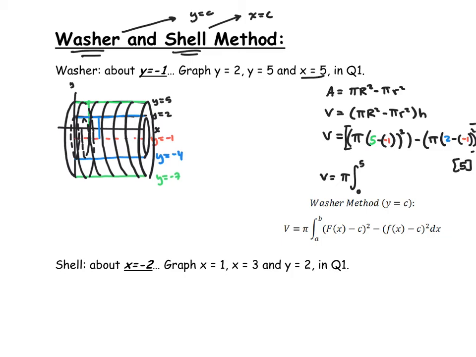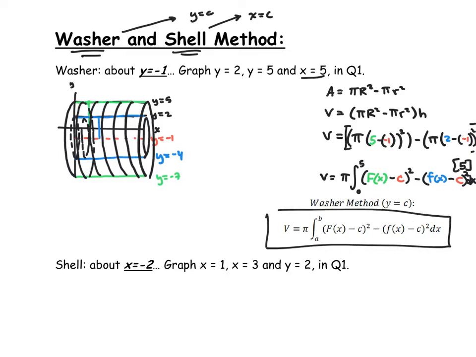So when it comes to that, what you'll see is that I've got pi integral from 0 to 5 of big F minus whatever the axis of revolution is, squared, minus little f, which in this case was 2, also minus the axis of revolution squared. And that's in terms of x. So look at what we've got now. We can find, using the washer method, vertically, the volume of revolution. Wherever that axis of revolution is, it doesn't matter.